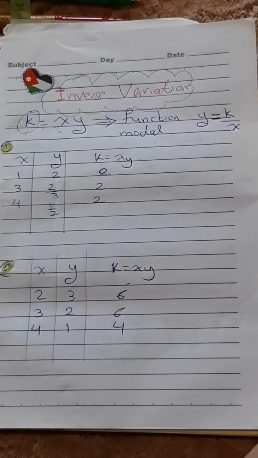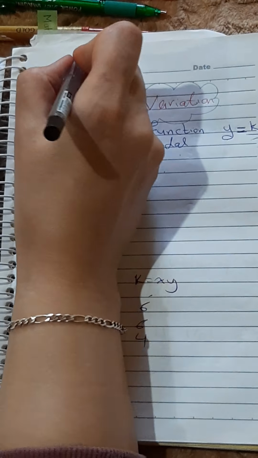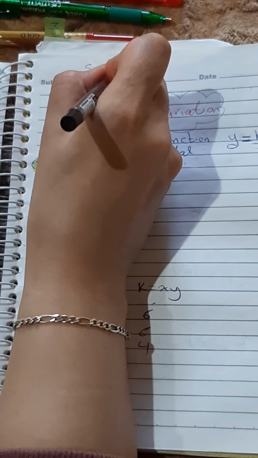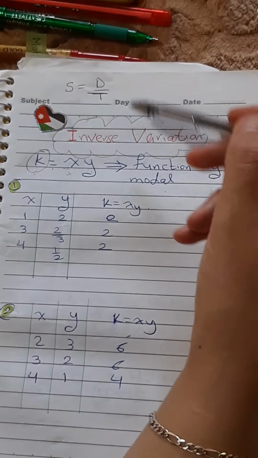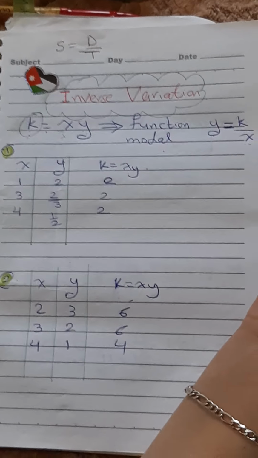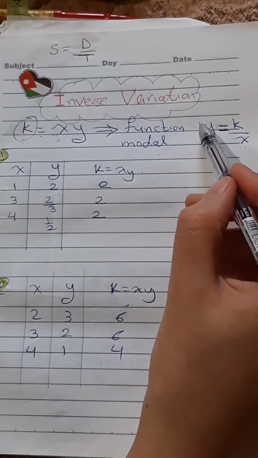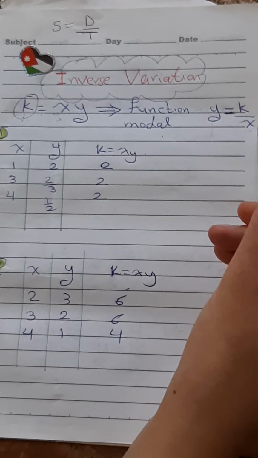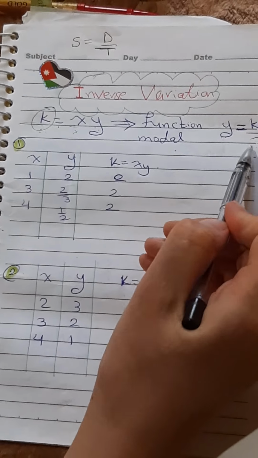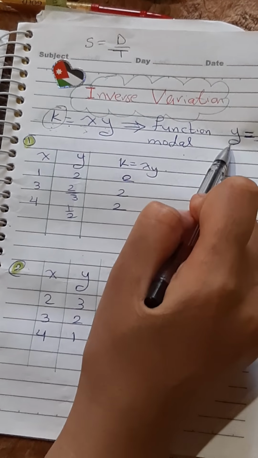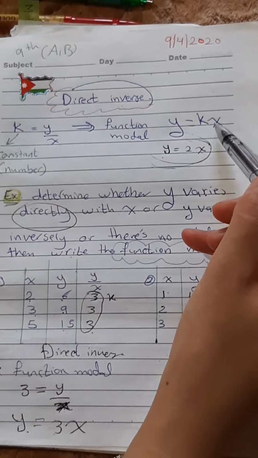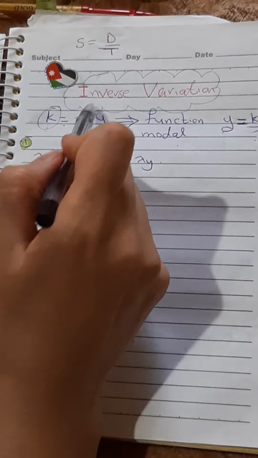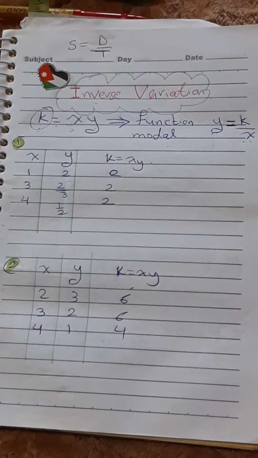The meaning in physics: remember speed equals distance out of time. Now what's the relation between the speed and the time? It's inverse variation. So here, the meaning in physics, if the value of y is increasing, the value of x will be decreasing, opposite. But in direct variation, if x is increasing, y is increasing, and if x is decreasing, y is decreasing. Here it's the opposite. That's the meaning of inverse variation.